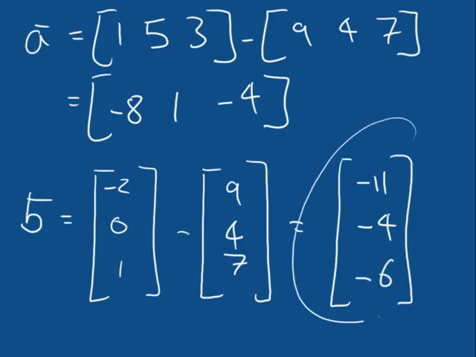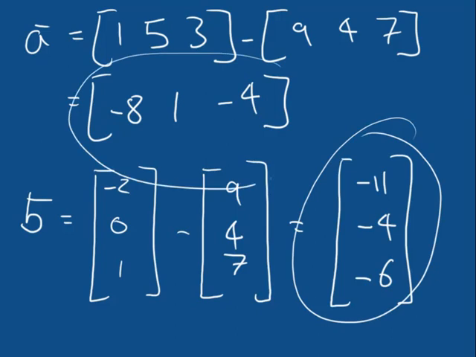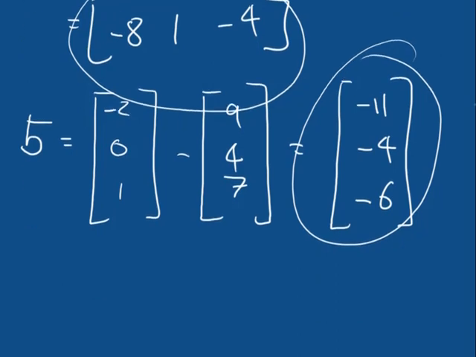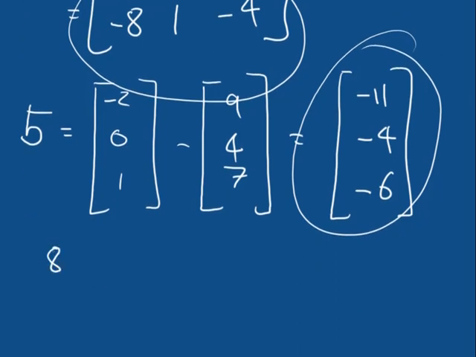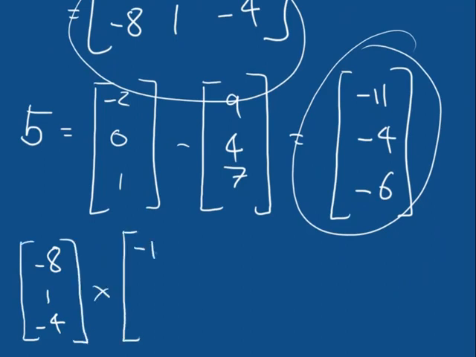So we have our two vectors. We have our vector B and our vector A there. And now what we need to do is we need to calculate the cross product of these two vectors, because that's going to give us a vector that is normal to that polygon. So we're calculating the cross product of A and B. So that's the cross product of minus 8, 1, and minus 4, crossed with minus 11, minus 4, and minus 6.